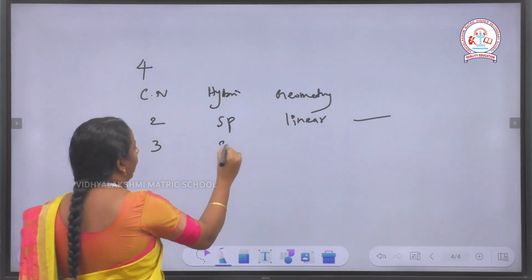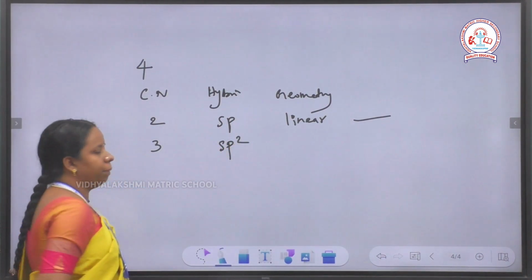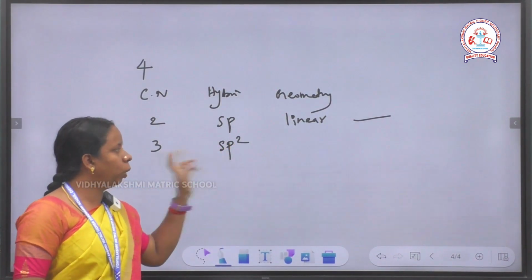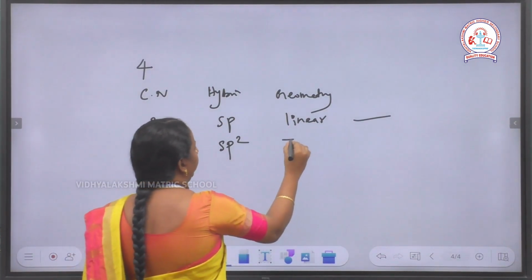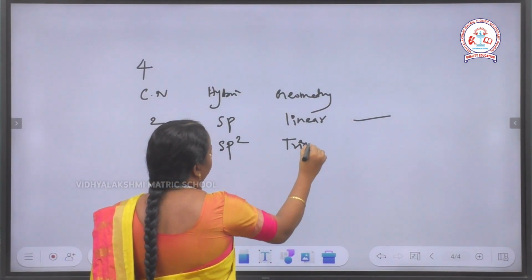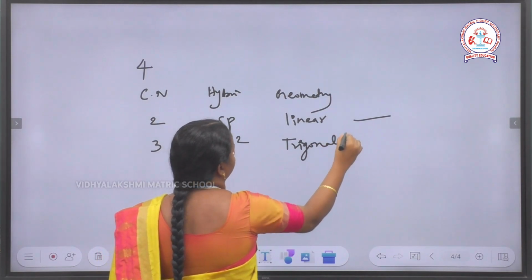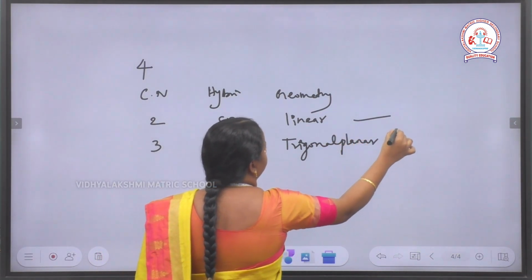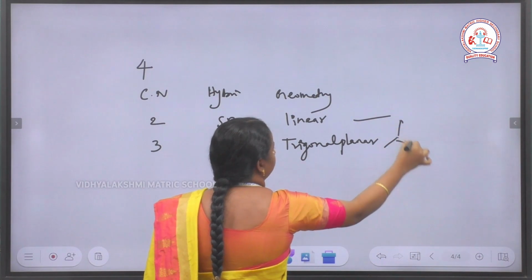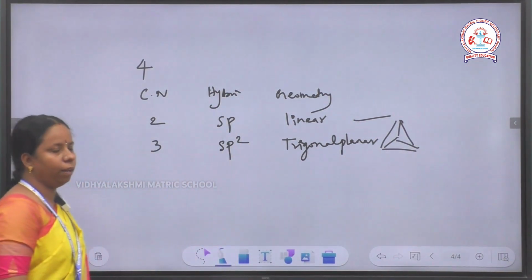Coordination number 3: sp2 hybridization, which means one s orbital and two p orbitals. Geometry is trigonal planar, like this. This is called trigonal planar.